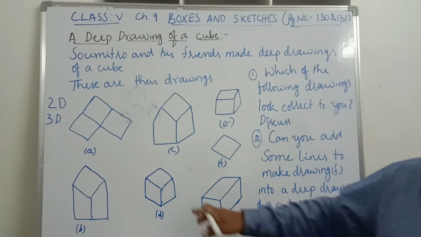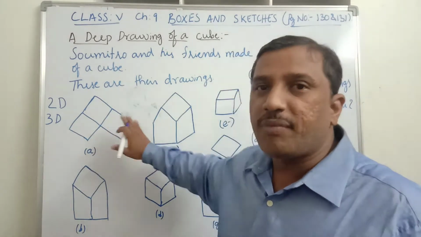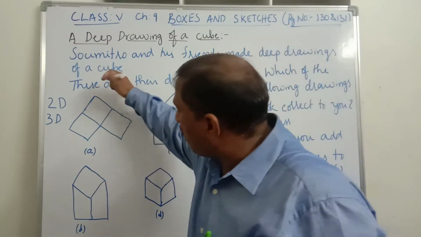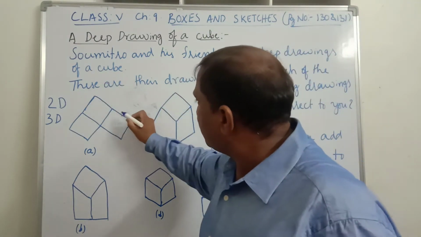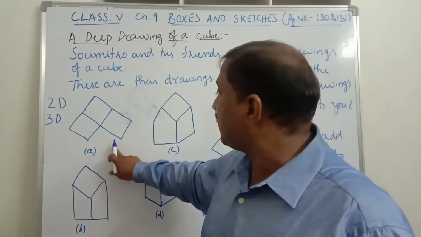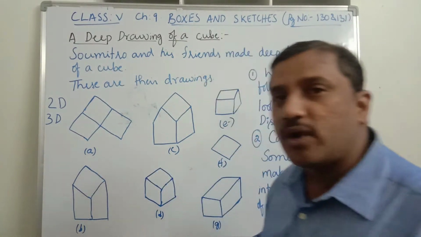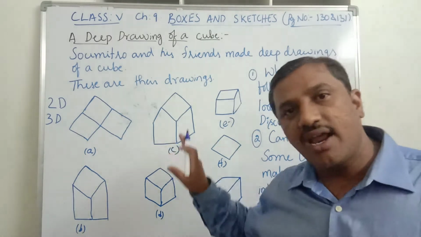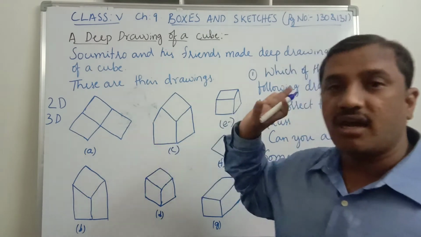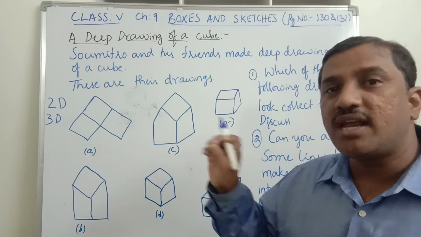See the first one. What is the shape of this figure? It looks like a plane figure. You see here, this will give you length and this will give you breadth. Only 2 dimensions are there. Therefore this is a plane figure, a 2-dimensional figure. Figure A is a 2-dimensional figure, which means it is not a 3-dimensional figure, so it is not a cube. So figure A is not a cube.